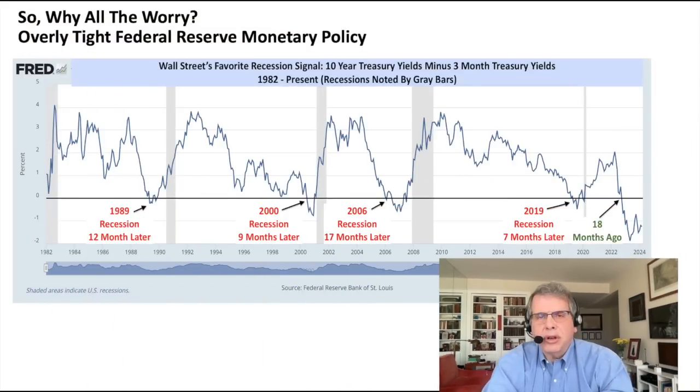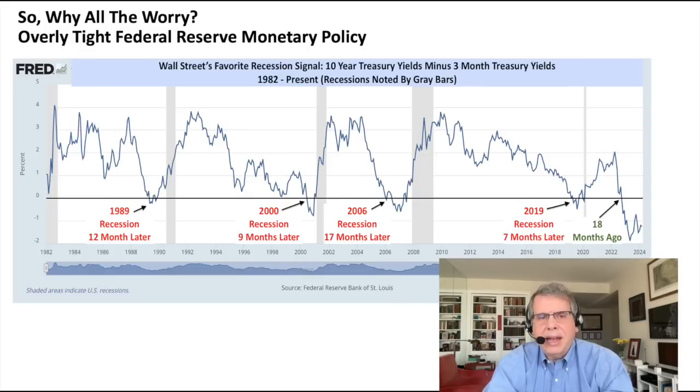Now, the next chart shows you why people are worried, why our clients are talking about this, why a lot of people are talking about this. And this is Wall Street's favorite recession indicator. It shows the difference between 10-year Treasury yields and 3-month Treasury yields over the course of any time from 1982 to the present. And very simply, when 3-month yields are higher than 10-year yields, meaning that line is below the x-axis, a recession inevitably comes along.